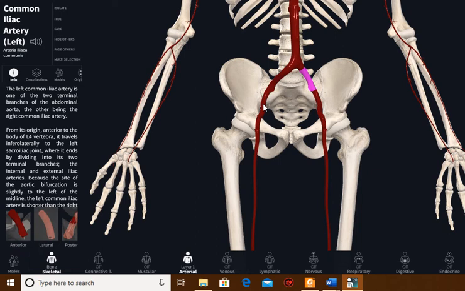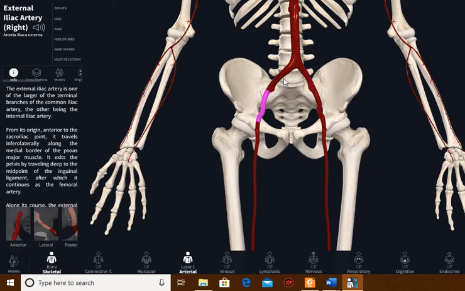So as the common iliac artery descends, we're going to give the external iliac artery, which is going to supply mainly the lower limb. Now this internal iliac artery is mostly going to be involved with the pelvic supply.